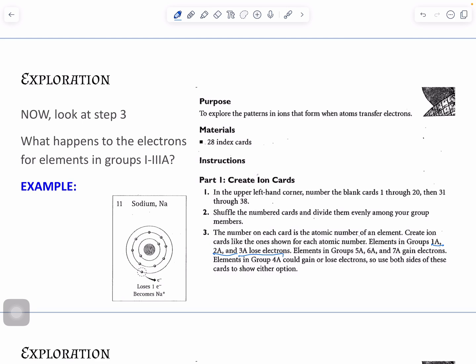Specifically, they're going to lose all of the electrons in their outer shell.